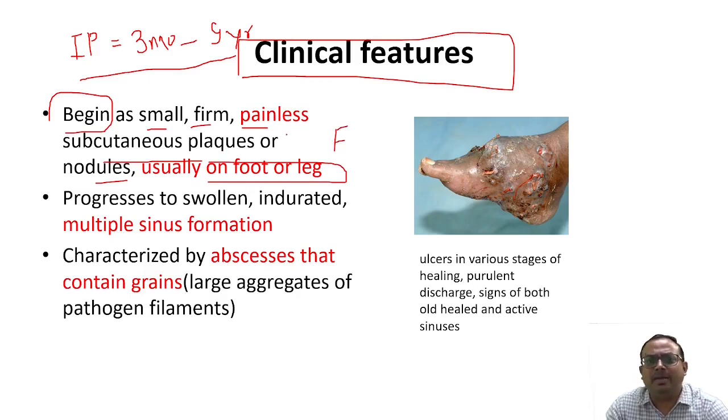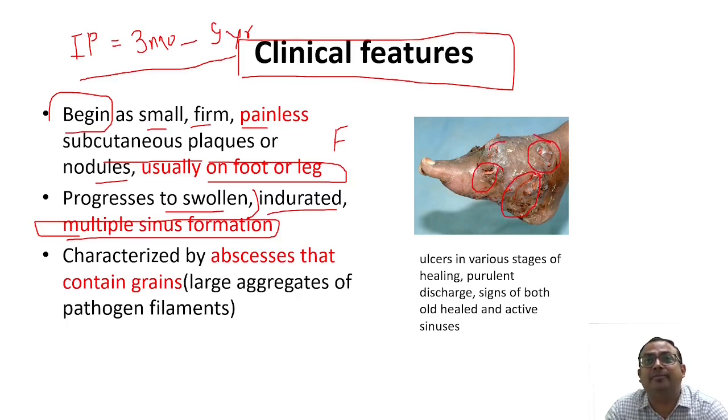At the beginning, it is a painless subcutaneous plaque or nodule, which during the course of illness progresses to a swollen condition with induration, which is hardening, with multiple discharging sinuses. You can see here there are multiple discharging sinuses. The sinuses are at different stages of healing. Some of them can be healed, some of them are still healing, and there may be induration present.